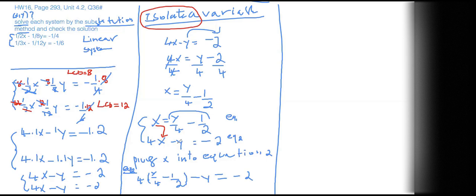Initially, we had X and Y. We couldn't solve it, but we wanted to get rid of one of the unknowns. So once we plug it in, the x is no longer here. Instead, we have the y's. So now let's solve that equation.